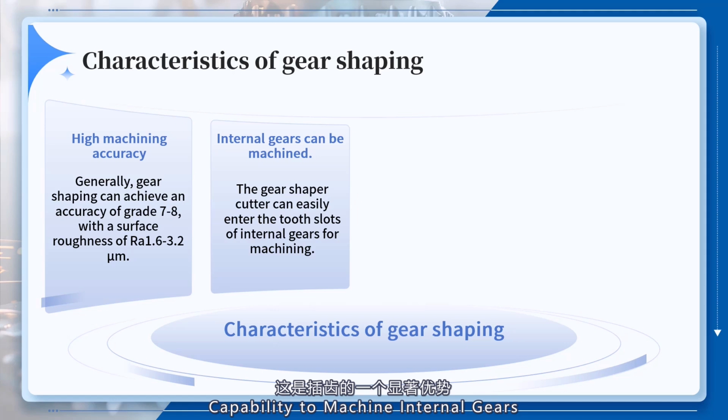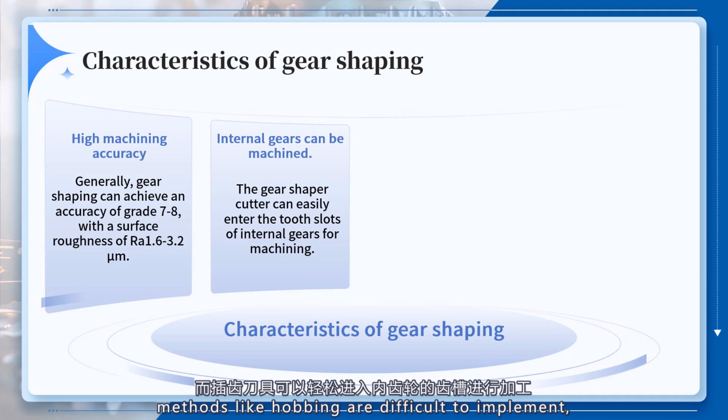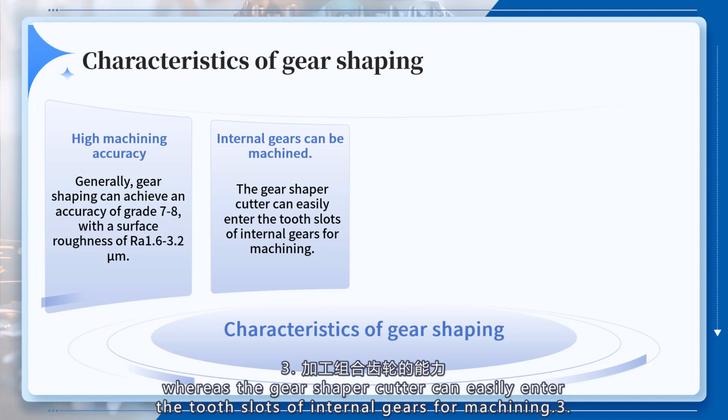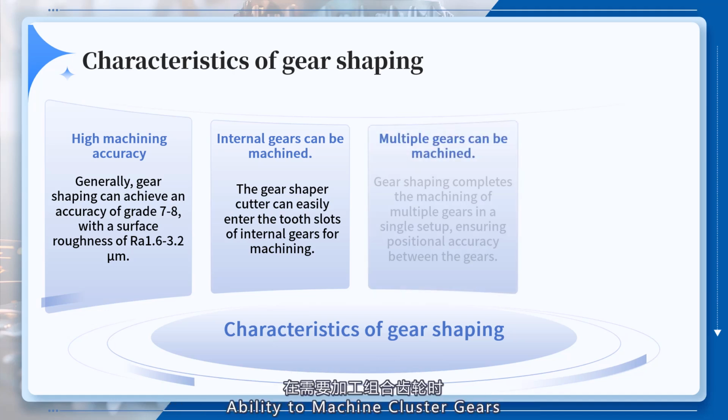2. Capability to machine internal gears. This is a significant advantage of gear shaping. For internal gears, methods like hobbing are difficult to implement, whereas the gear shaper cutter can easily enter the tooth slots of internal gears for machining.